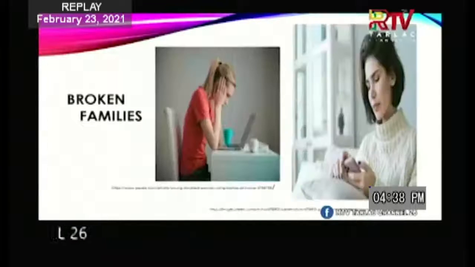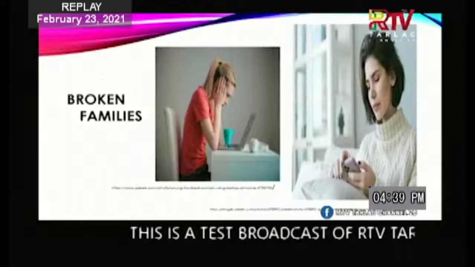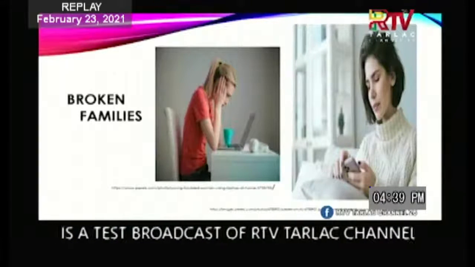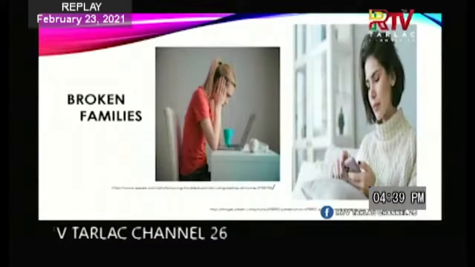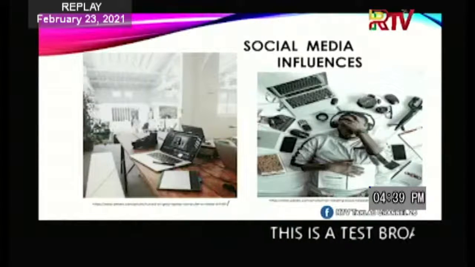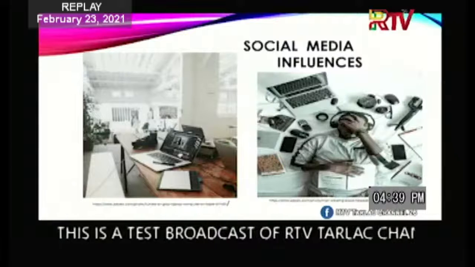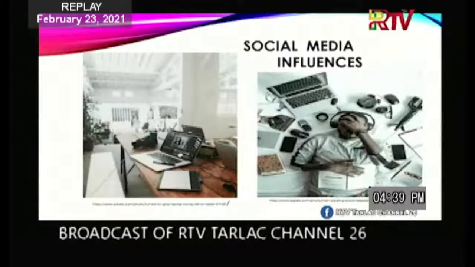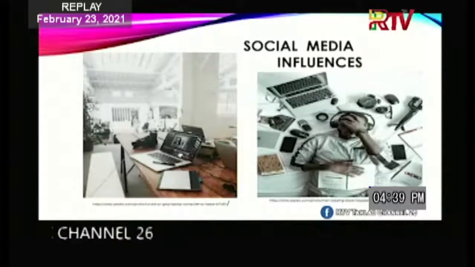We also have broken families. Growing up with a broken family is also a reason why people take drugs. Lack of love, time, and affection leads to being associated with drug use and abuse. Next is social media influences. Social media like Facebook, Twitter, Instagram, TikTok, and the likes have become a huge part of most teens' lives. Most of the day is spent browsing and gaming, right? That is why we should guide our children and our students in using these social media platforms.